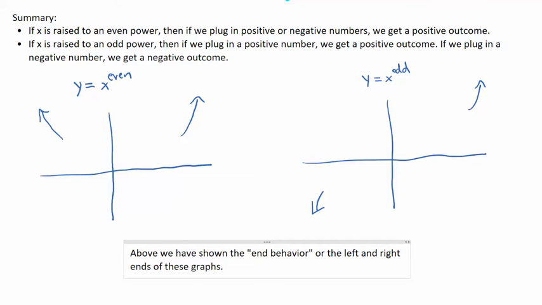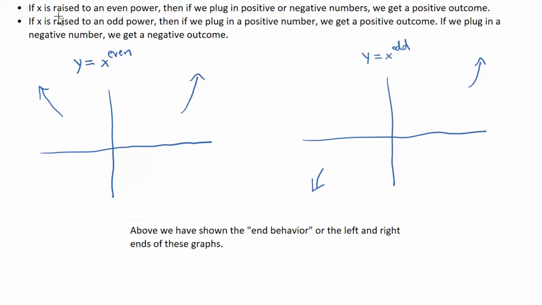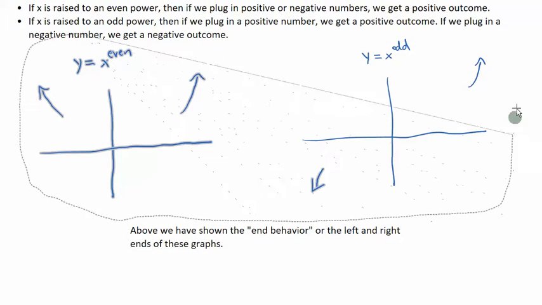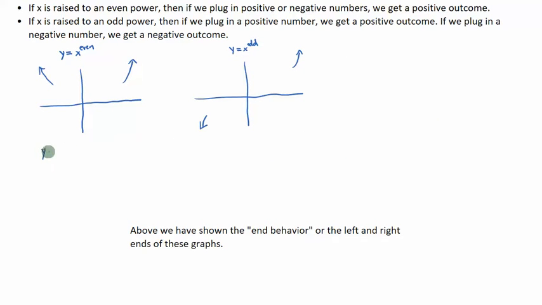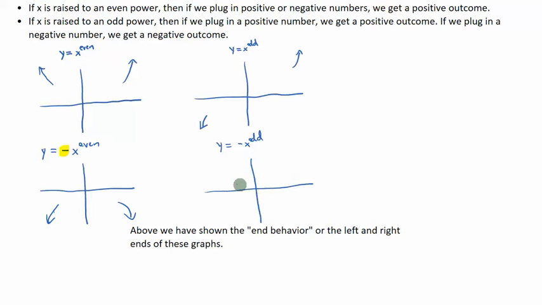So that's pretty simple to follow. Let me modify this slightly now. Let's shrink this down so I can fit a couple more there. If I have y equals a negative number times x to an even power, then all that negative does is flip my graph over. So now I get negative y values on each end. Or over here, if I have a negative times x to an odd power, it flips my graph over. And on the left, my graph goes up, and on the right, my graph goes down.